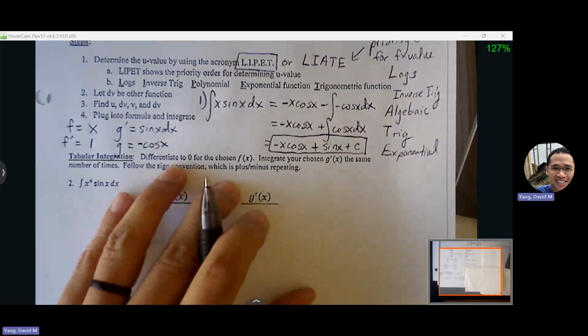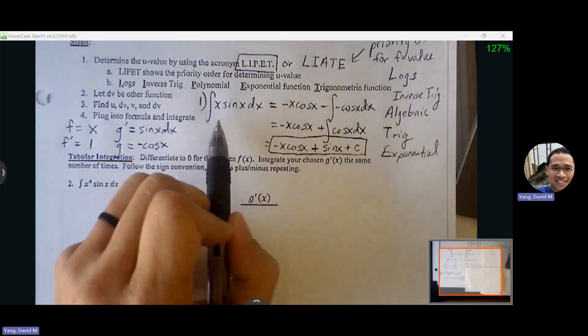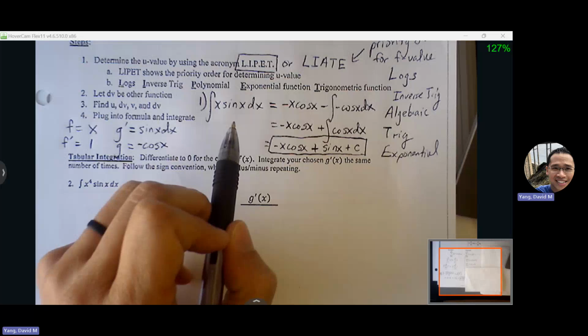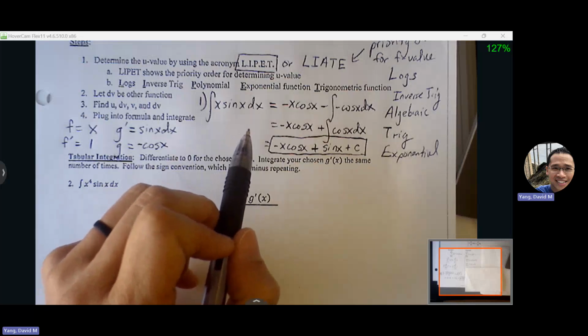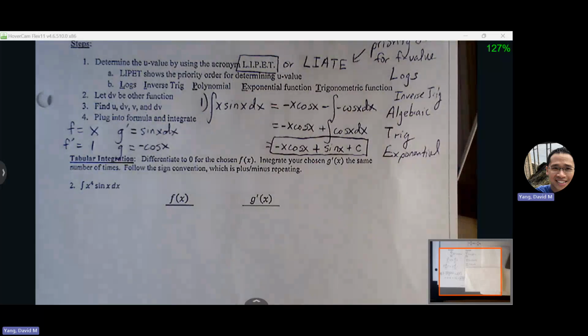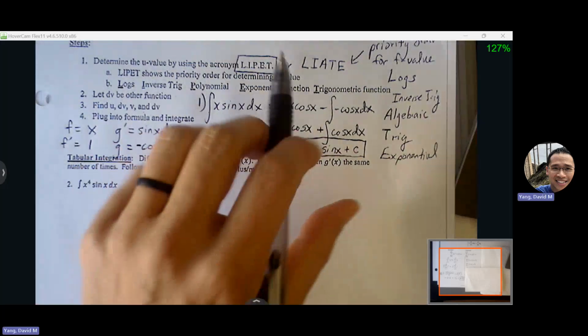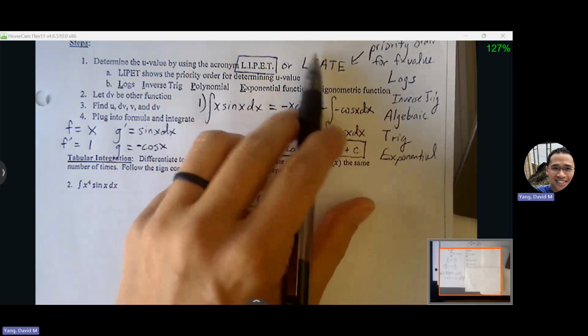So again, to recap, typically you're not going to know on the AP exam that something is integration by parts until you discover that u-substitution doesn't work. And you realize, oh, this is a good fit for integration by parts because I have two distinct functions that are being multiplied that are from different families of functions.